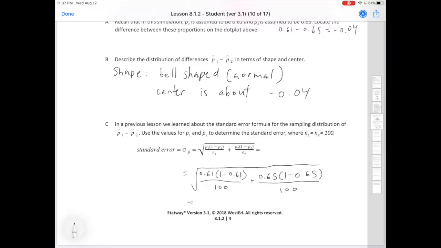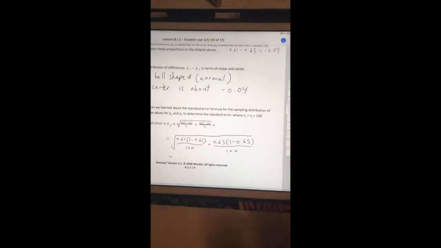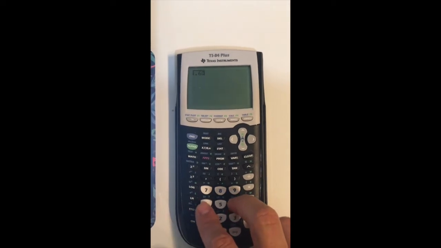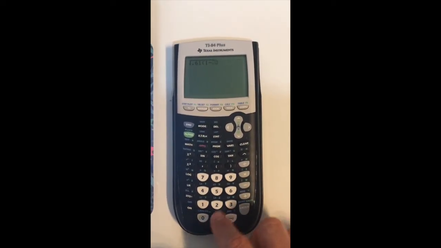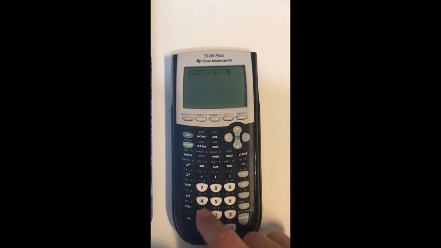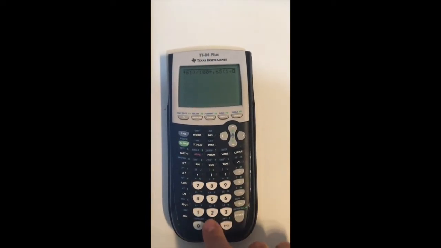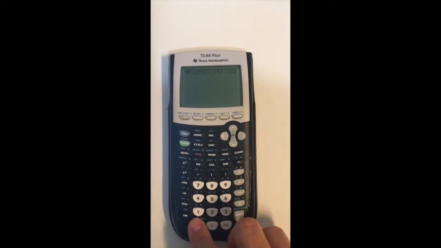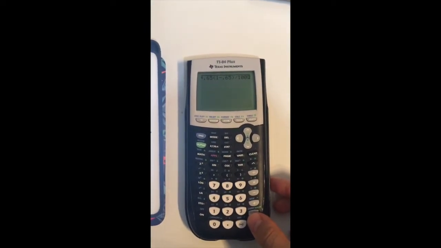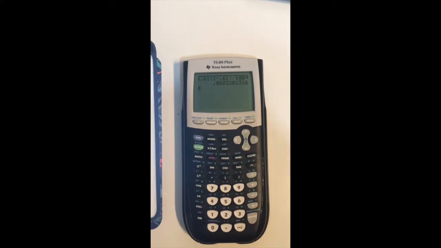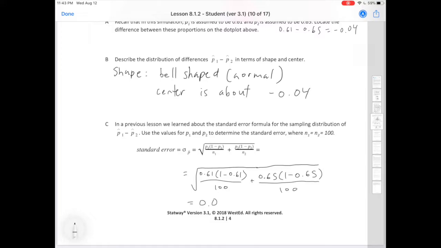So I'm going to cut to the calculator so we could see this being calculated. Coming over to the calculator, we're going to hit second square root, and then I have 0.61 times 1 minus 0.61, close parentheses, divided by 100, plus 0.65 times 1 minus 0.65, close parentheses, divided by 100 again. If we hit enter on that, we end up with 0.068. Okay? So this would be the standard error for our new distribution, right, for the differences.